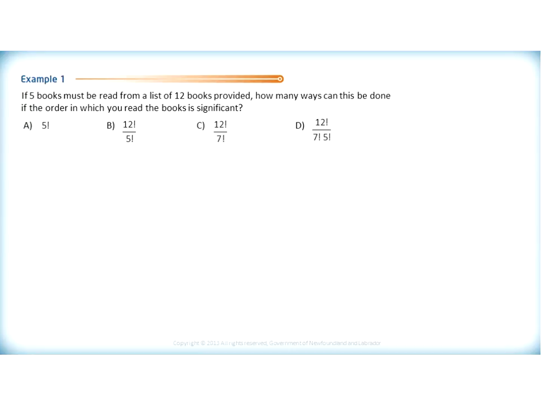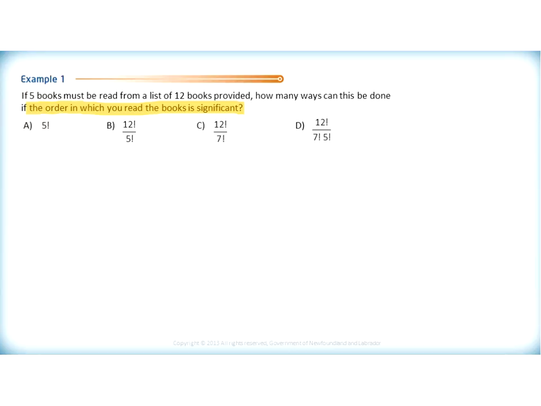Let's look at some examples. If 5 books must be read from a list of 12 books provided, how many ways can this be done if the order in which you read the books is significant? So we are told that the order in which you read the books is significant.